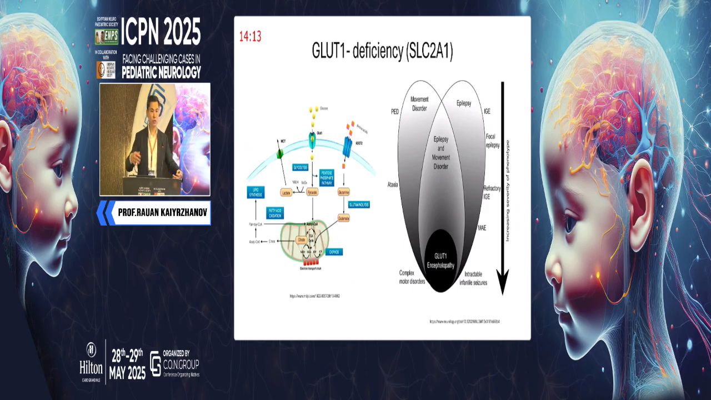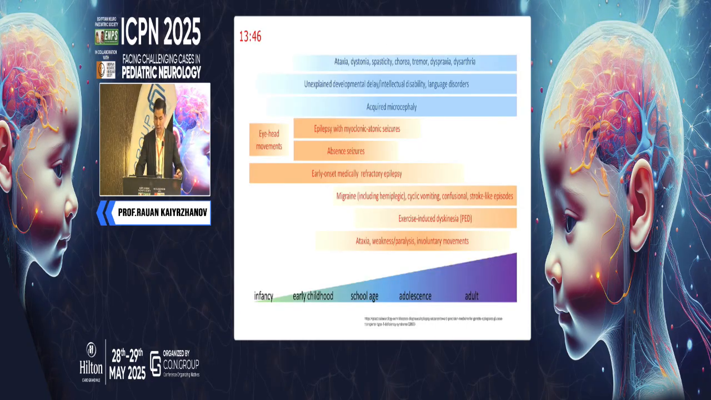And another category is transporters, as Professor Marian presented, GLUT1 deficiency caused by SLC2A1. Interestingly, this gene can present with pure movement disorders like paroxysmal exercise-induced dyskinesia or ataxia, or pure epilepsy, various types, including refractory epilepsy. But GLUT1 can also present with a spectrum of epilepsy and movement disorders, which is sometimes difficult to diagnose. But there are early signs that can help us to detect this disease.